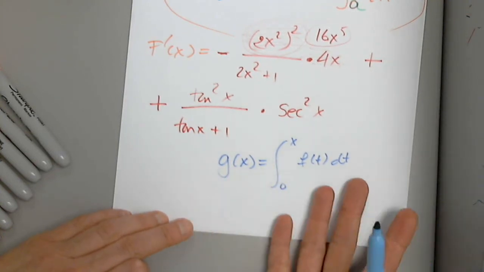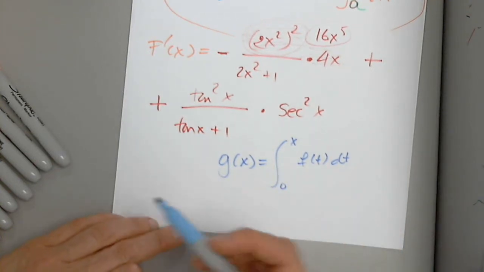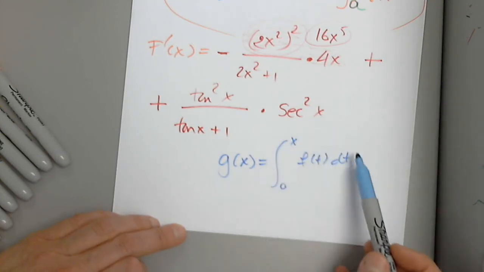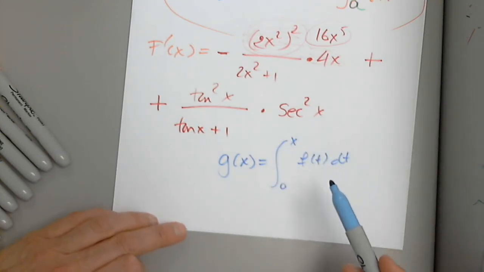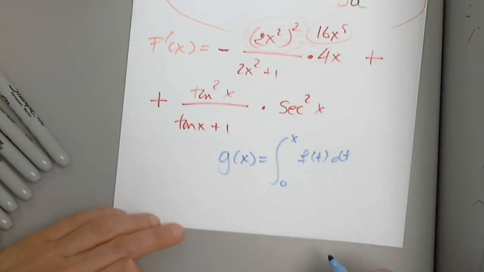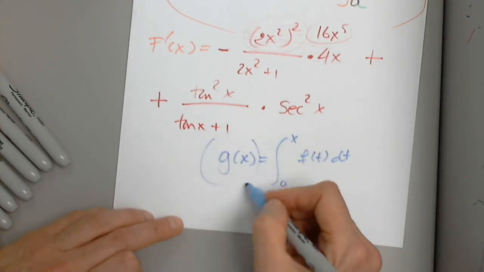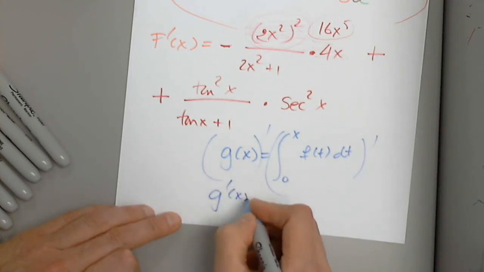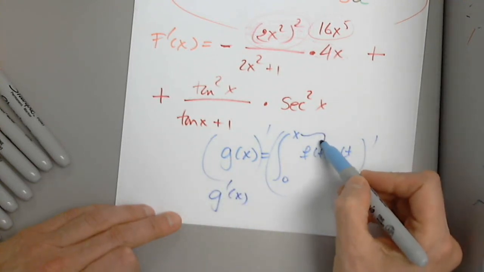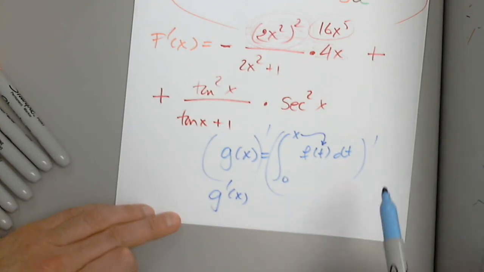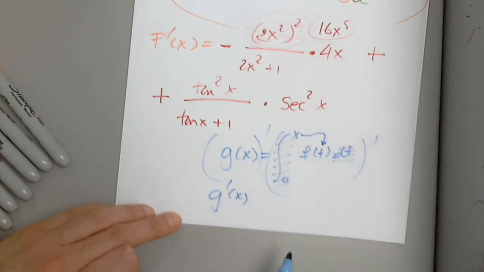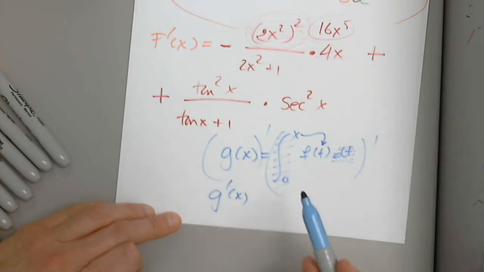A function can be given in the form of an integral. If you remember, I showed that when we plug in any number, we get a function here, and it just goes away, leaves the function. So when I differentiate both sides, the left-hand side is g prime. On the right-hand side, all that really happens is that when I differentiate, this and this go away, and f of t becomes f of x.